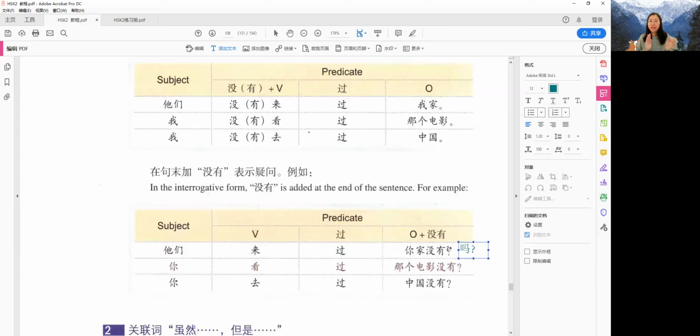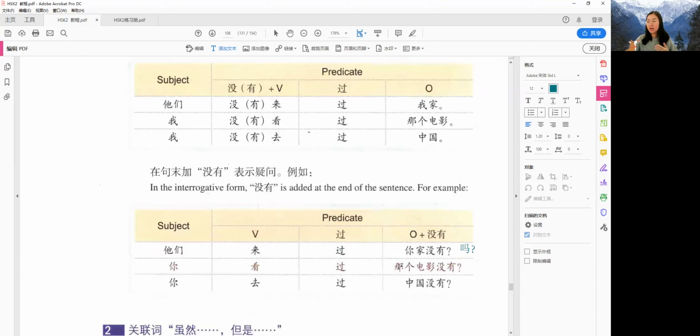We can use 没有 at the end of the sentence to tell people that this is a question I'm asking you. Or we can also use 吗 at the end of the sentence to tell people that I'm asking you. You can answer either yes or no, or you can say you don't know. 不知道, right? 我不知道. I don't know. 我不知道.